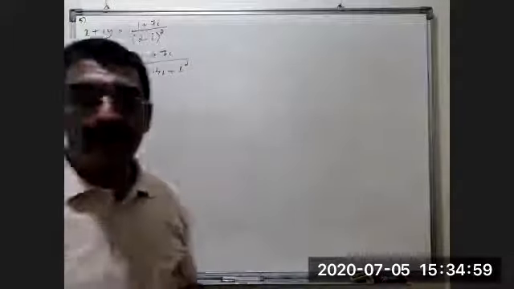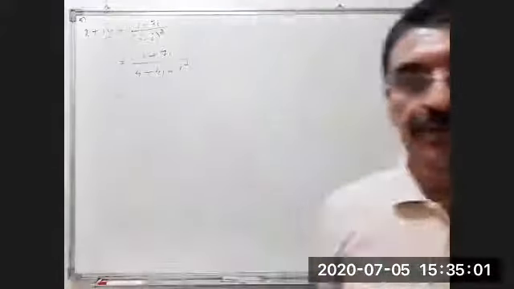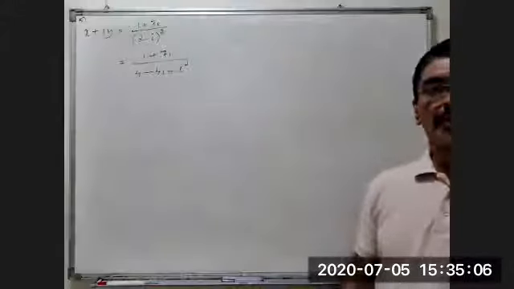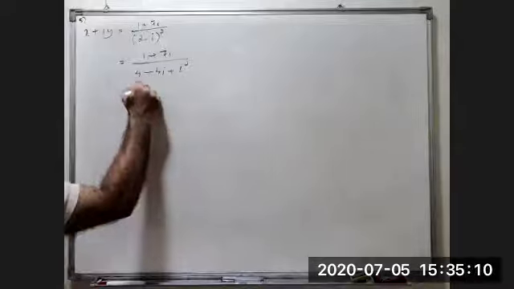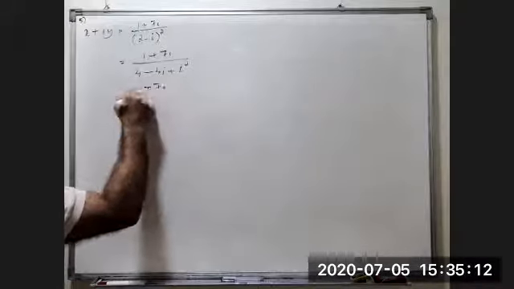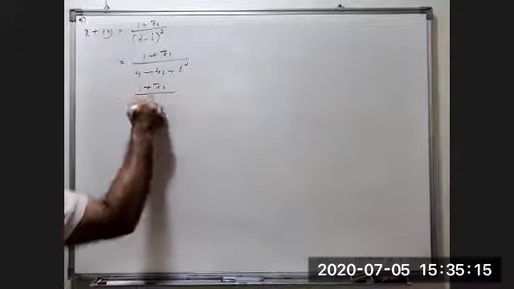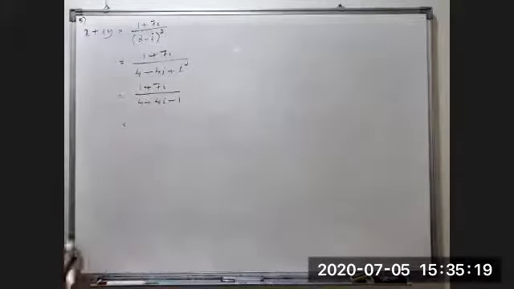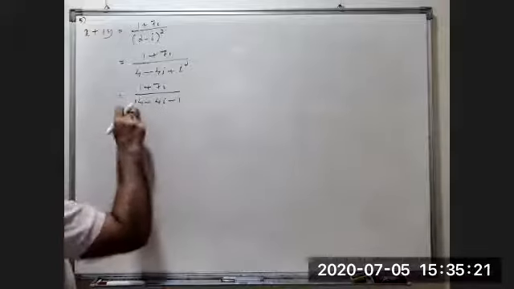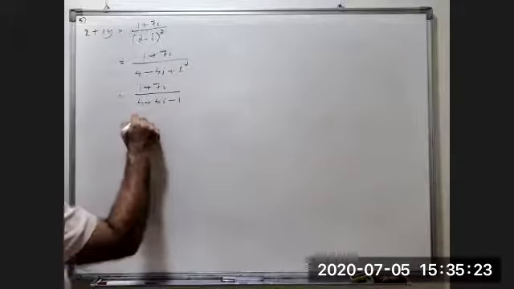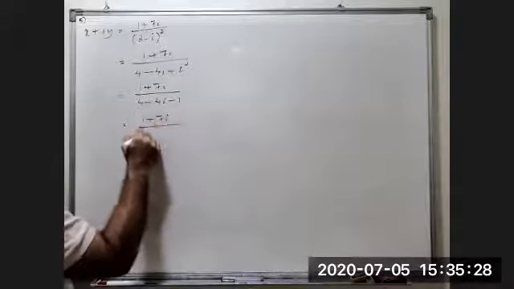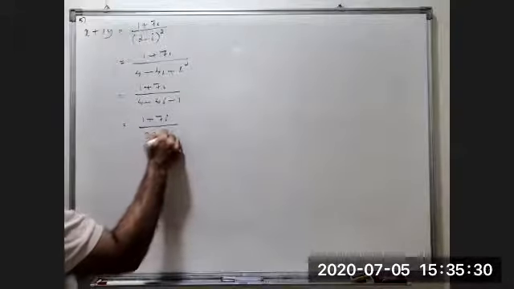Again, how to simplify it further? We know the value of i square. i square is minus 1. So write the value of i square. Numerator, nothing can be done. Denominator 4 minus 4i minus 1. We can further simplify it: 4 minus 1. So (1 plus 7i) by (3 minus 4i).